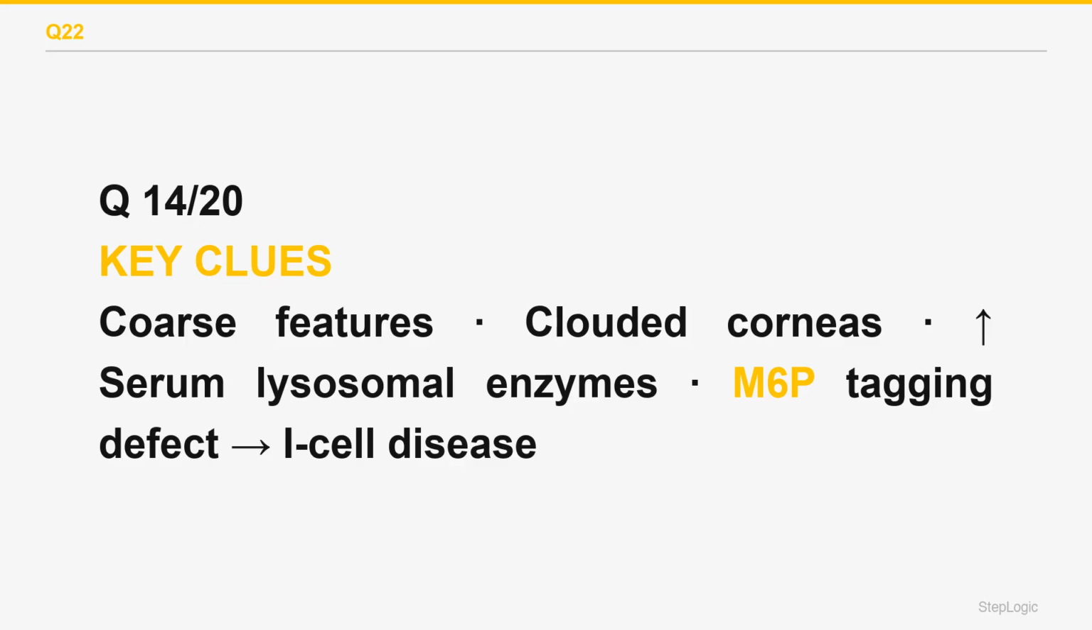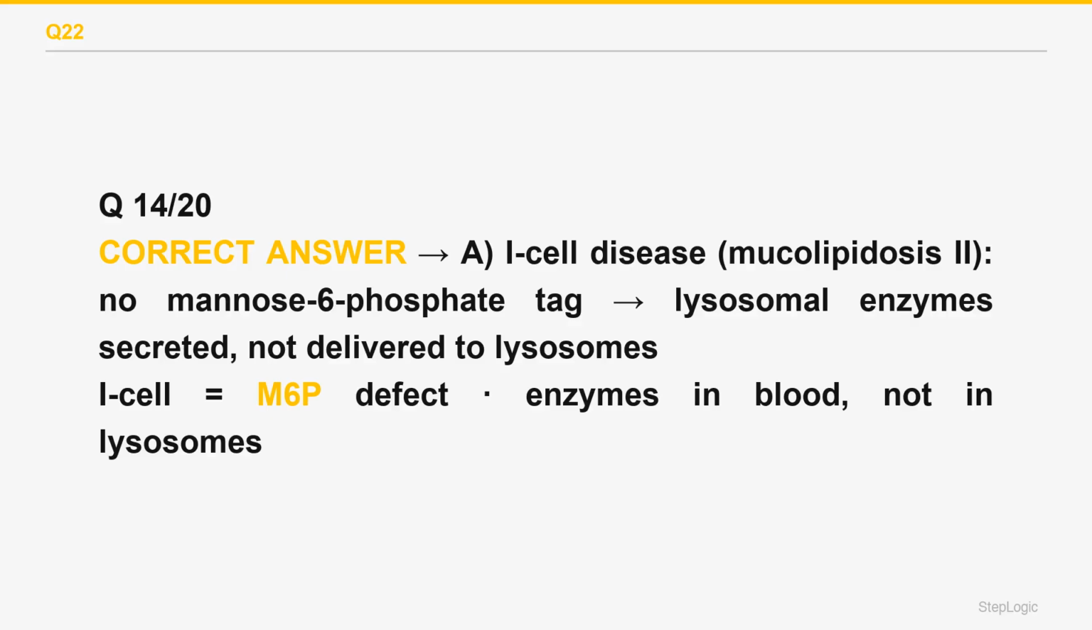Instead, they are mistakenly secreted outside the cell into the blood. So the lysosomes are deficient in enzymes and fill with undegraded substrate, forming inclusion bodies, hence I-cells, while serum levels of lysosomal enzymes are paradoxically high. The correct answer is A.